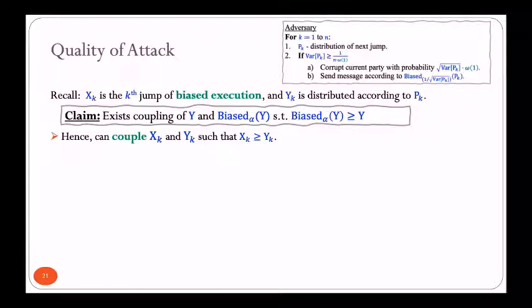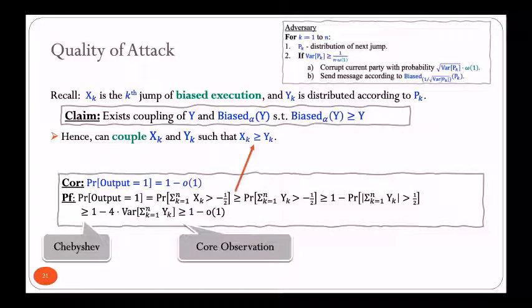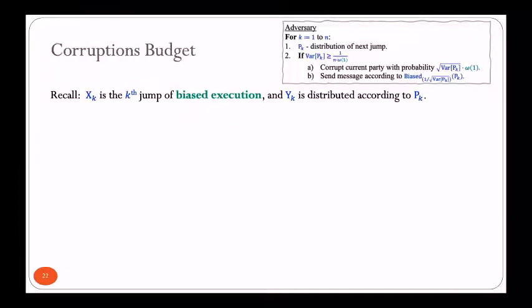Okay, so why does this imply the quality of the attack? Well, we're going to show that the probability that the output is 1 is overwhelming. So using the coupling, we can show that the probability that the output is 1 is at least 1 minus the probability that the absolute value of the sum of yk's is at least half. And using Chebyshev, we can bound this by 1 minus 4 times the variance, which by our core observation is at least 1 minus little o of 1. This is exactly applying the core observation. Okay, so we're a bit short on time, so we'll take this more quickly.